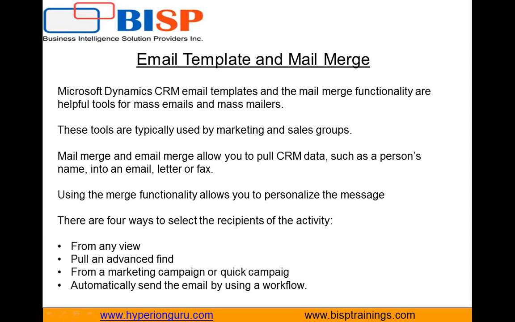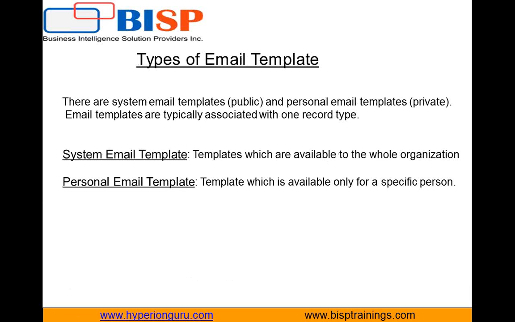Now we have 2 types of email templates: system email templates and personal email templates. System email templates are public and personal email templates are private. Email templates are typically associated with one record type. System email templates are available to the whole organization, and personal email templates are available only for a specific user.